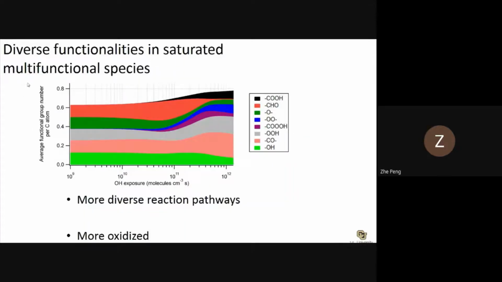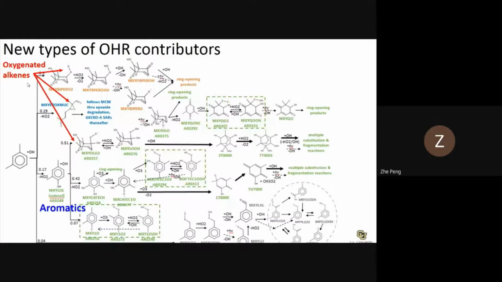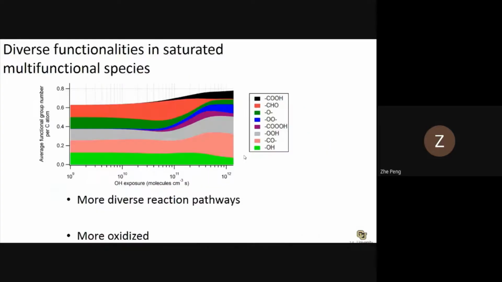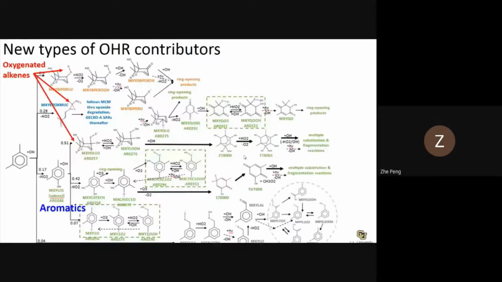If we look at the composition of saturated multifunctional species in m-xylene oxidation, we can find it's much more diverse compared to decane oxidation. That is because of the diverse reaction pathways shown here, and it's more oxidized because the multiple additions of O2 to the ring are generally very fast.